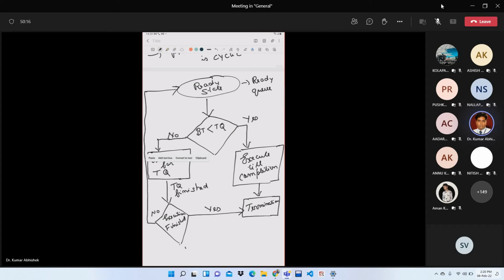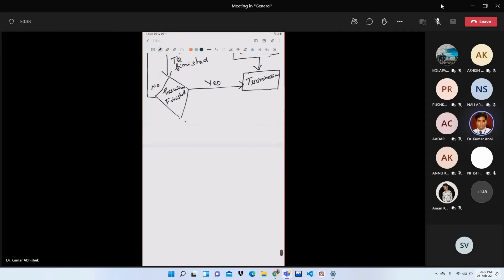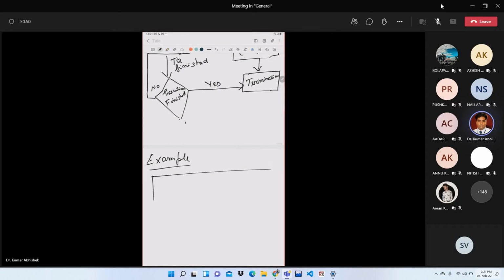Generally, it gives us a fair allocation of time, and in some way it also solves starvation, the starvation that was there in our convoy effect. Let us take an example over here, and then we'll see this flow chart.